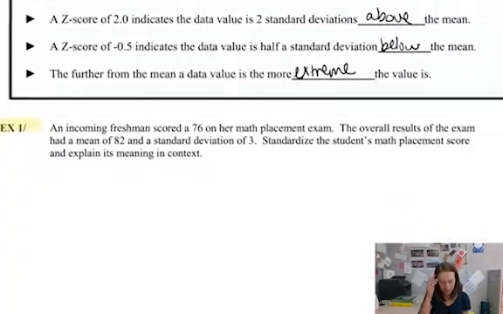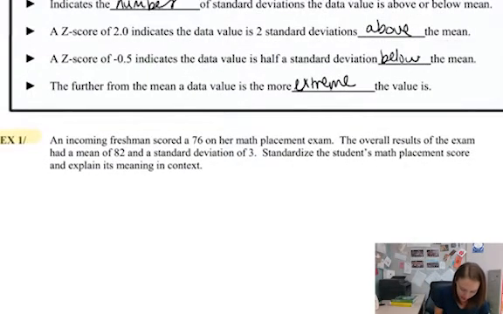All right, so let's look at this first example. An incoming freshman scored a 76 on her math placement exam. The overall results of the exam had a mean of 82 and a standard deviation of 3. Standardize the student's math placement score and explain its meaning in context. So you'll want your calculators handy here.